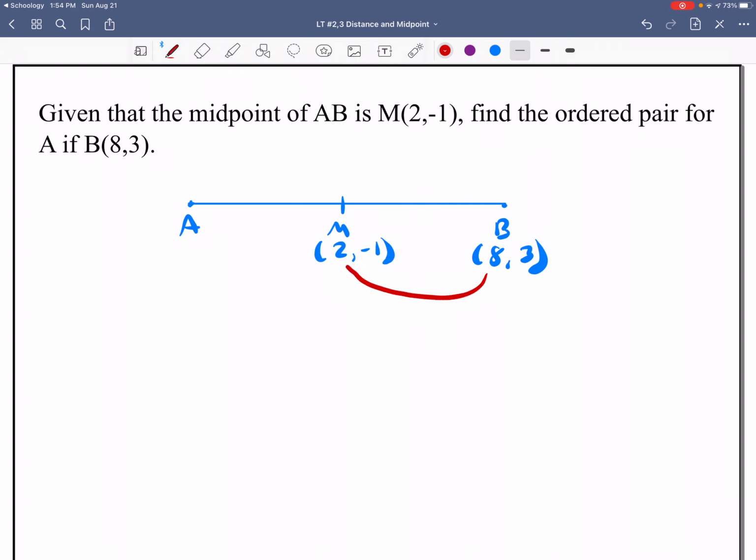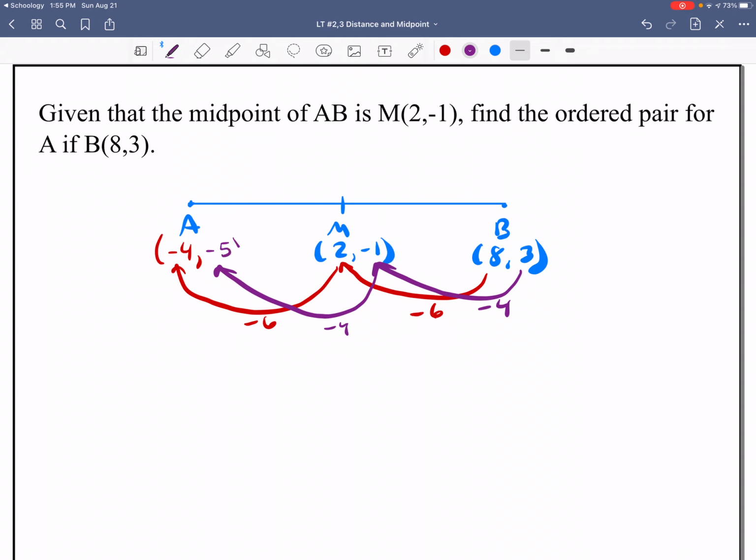What do I do to 8 to get to 2? I subtract 6. So 2 minus 6 is going to be negative 4. What do I do to 3 to get to negative 1? I subtract 4. So what do I do to negative 1? I subtract 4 again, and I get negative 5. So the other endpoint is at negative 4, negative 5.